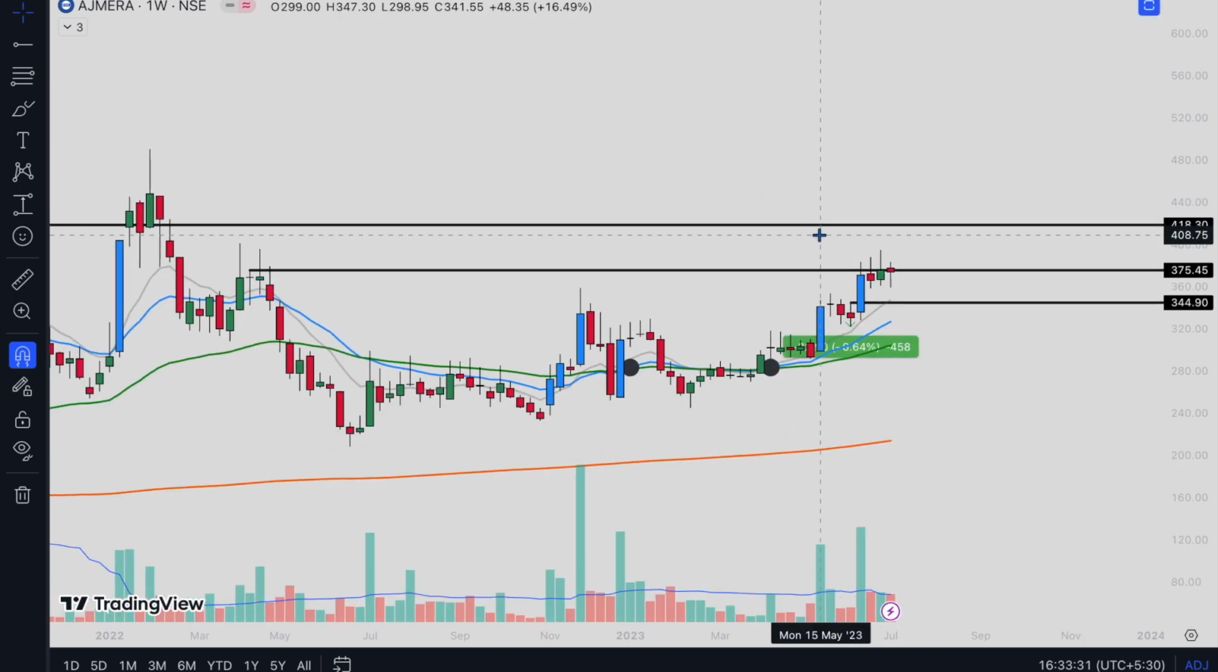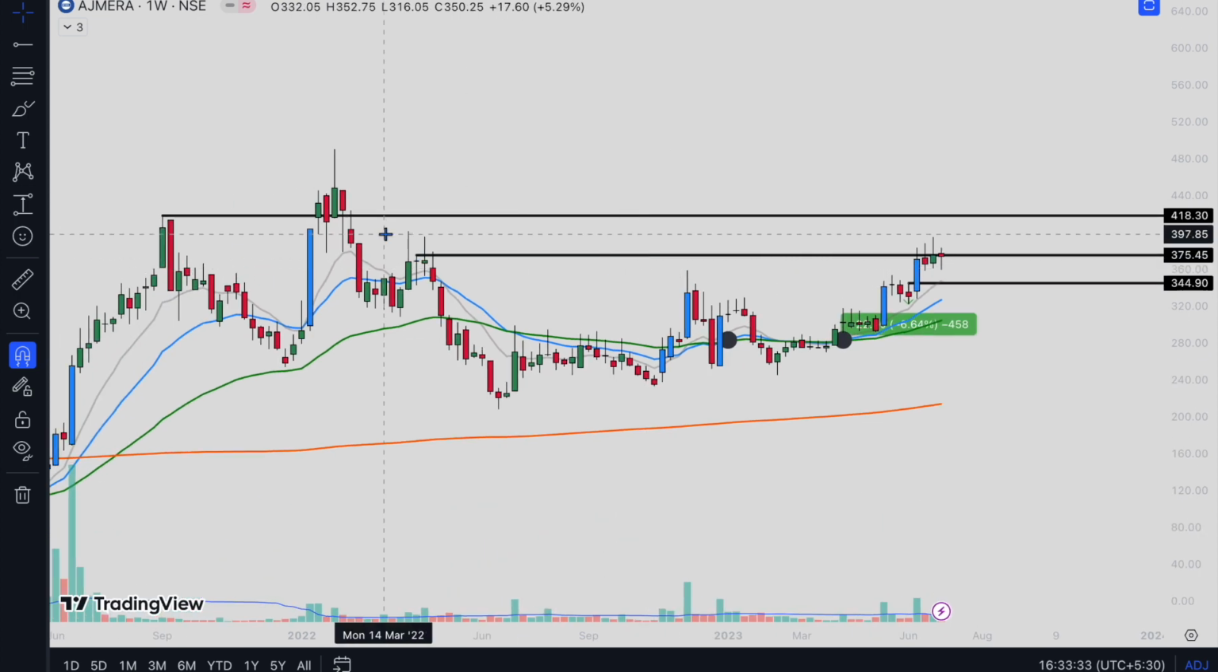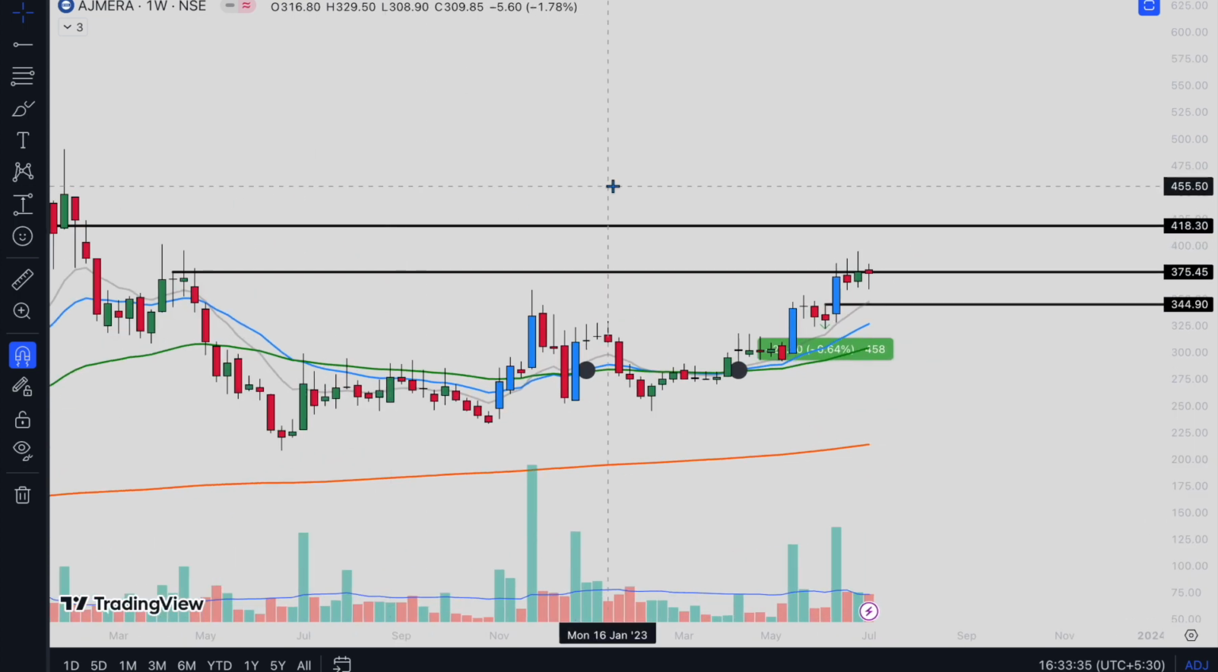As I said, there is a lot of resistance the stock has to clear as of now. So whenever you see these kinds of weekly setups which have a lot of resistance coming up, please understand, make notes, a lot of resistances are there. It's better that whenever the move comes in the week, you get out. And whenever it sets up again, you get in. It's as simple as that. And that is why Ajmera was traded the way it was.